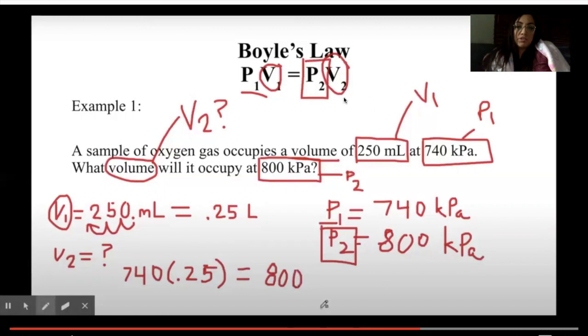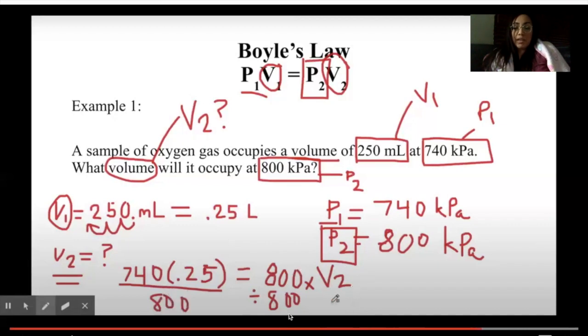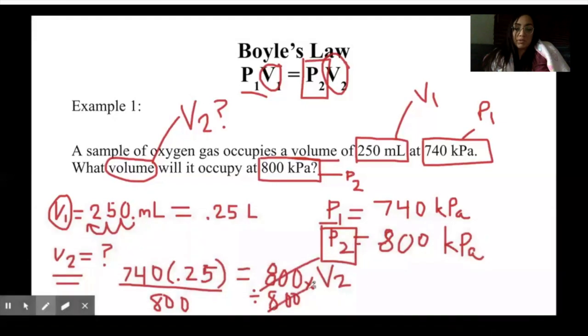And then my V2 is what I'm looking for. I don't have it, so I'm just going to go ahead and write down V2 because I don't know what that is. Now I can start figuring out what I need to do. My goal is to get this V2 alone. Remember, if there's no sign between them, you assume that it's being multiplied. And so the opposite of multiplication is division. So if I divide by 800 on both sides, that allows me to get rid of 800 on the right side and get that V2 alone.